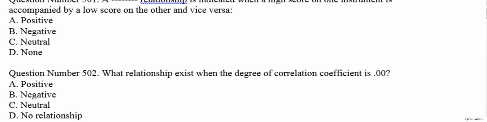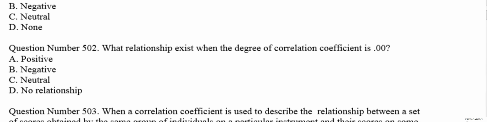Question number 502. What relationship exists when the degree of correlation coefficient is 0.00? A, positive. B, negative. C, neutral. D, no relationship. The correct answer is option D, no relationship.